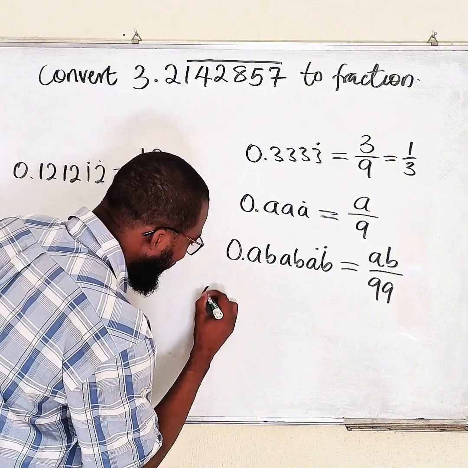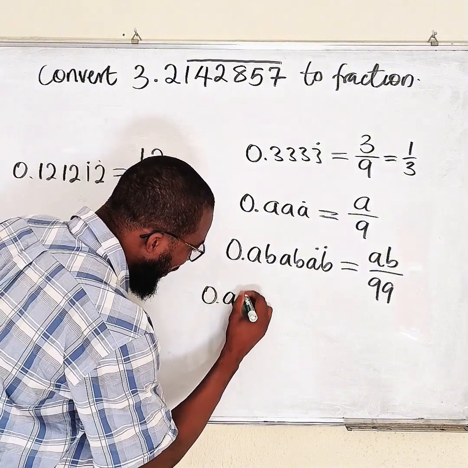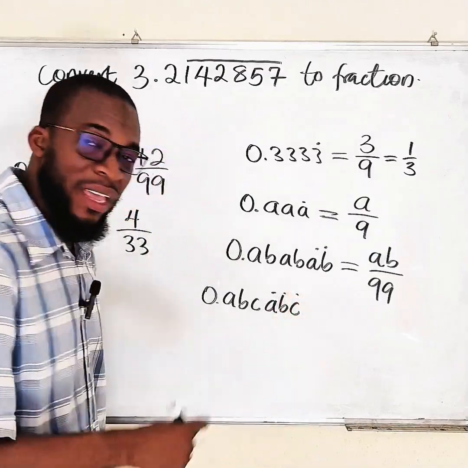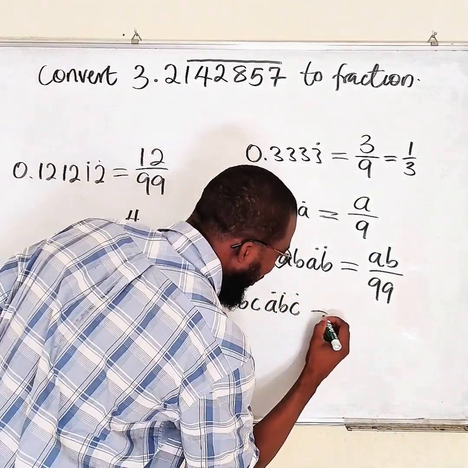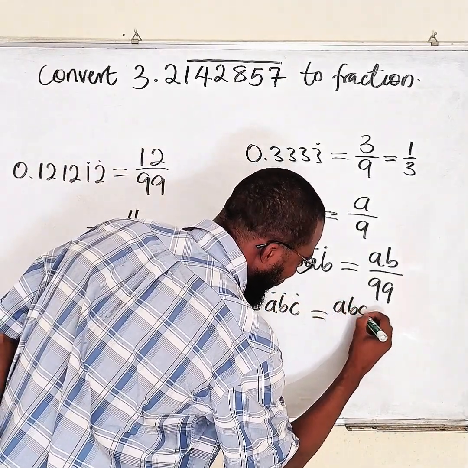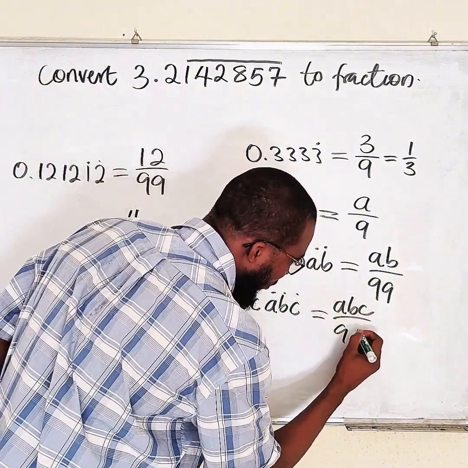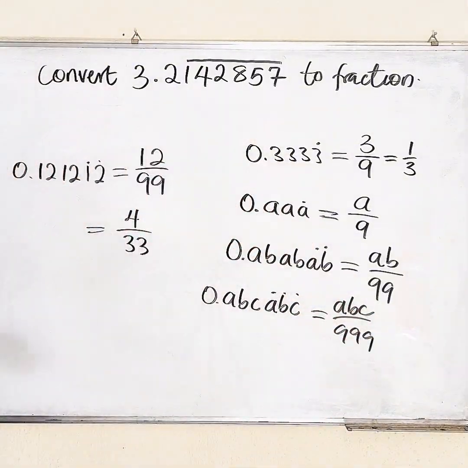If there are 3 digits, 0.ABCABC, like that, ABC keeps on recurring. Take that value ABC, divide by the number of 9s, 1, 2, 3, something like this. So let me give you an example in this form.